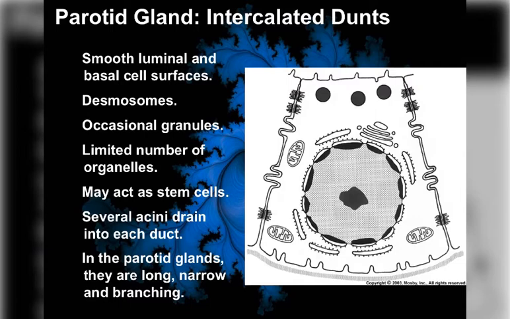They may act as stem cells. The cells of the intercalated duct may act as stem cells to replace what? To replace the cells of the secretory end pieces, and also to replace the cells of striated ducts. So the nearby neighboring structures for intercalated ducts are secretory end pieces and striated ducts. So they may act as stem cells to regenerate the secretory cells and the cells of striated ducts.